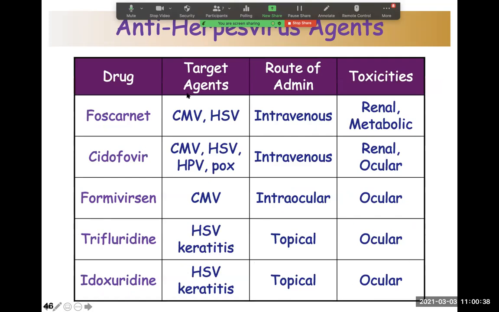Same thing with herpes, the cold sore is herpes, correct? So you can use a topical cream or you can take drugs. Again, you can see the toxicities. There are a lot of ocular toxicities or renal toxicities, which are not very good.